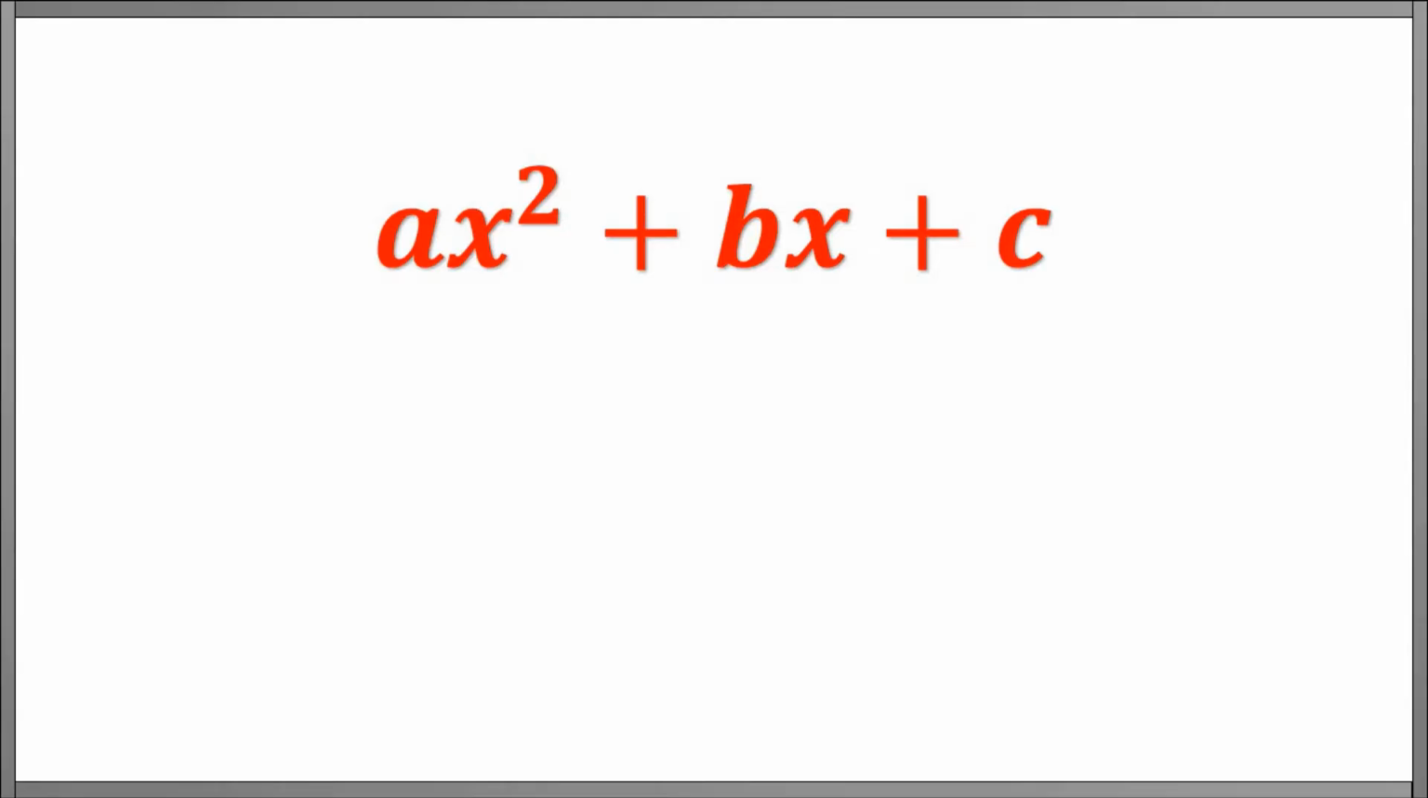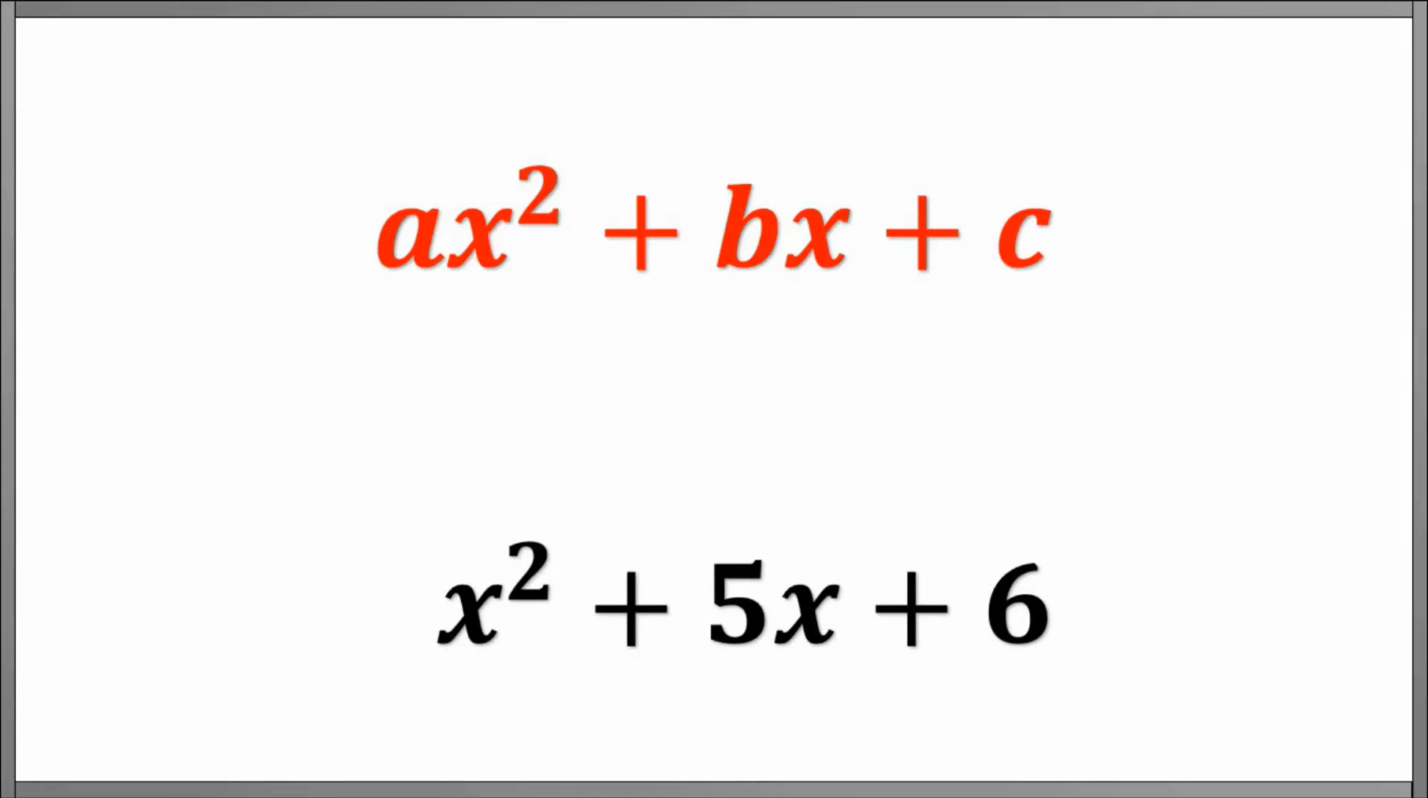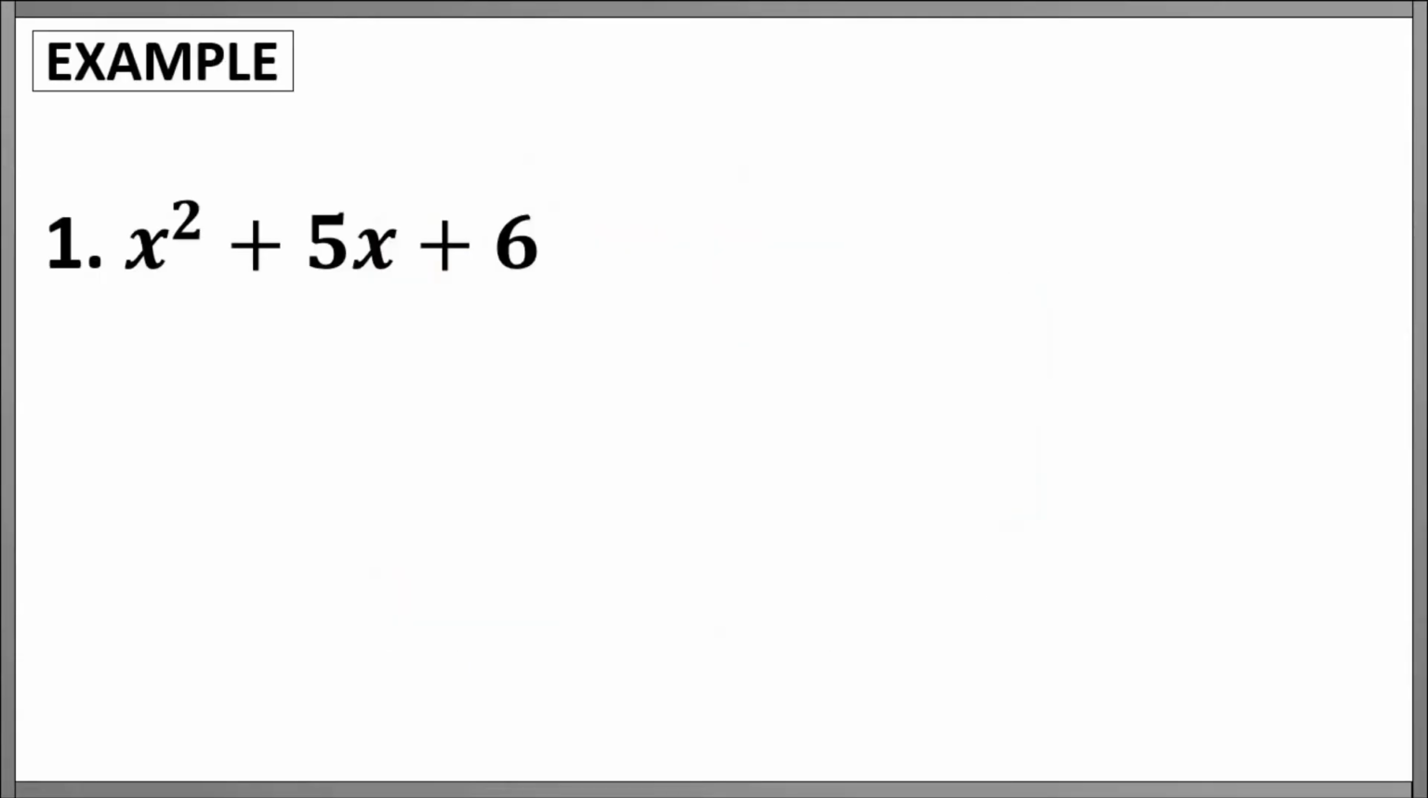A, b, and c cannot be equal to 0. If we consider our quadratic trinomial earlier, obviously c is 6, b is 5, and a is 1. So in this video, we will only focus on quadratic trinomials whose leading coefficient, or the coefficient of x squared, is always 1. Let us use the same quadratic trinomial for our first example, x squared plus 5x plus 6. Again, we are expecting two binomial factors.